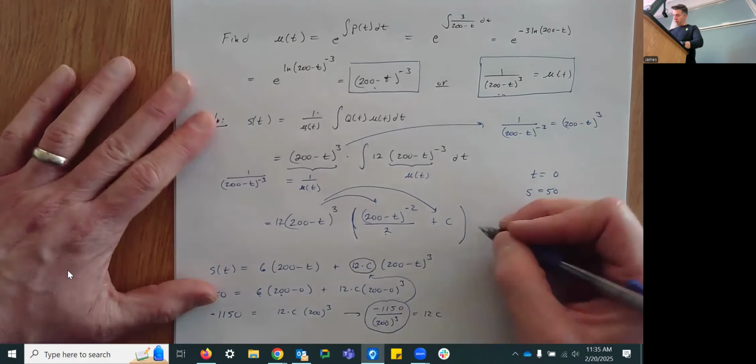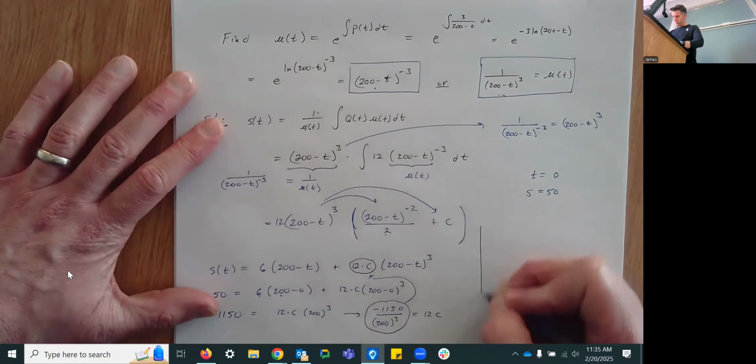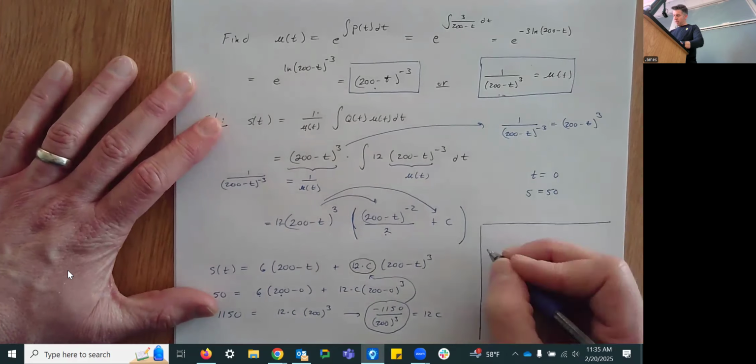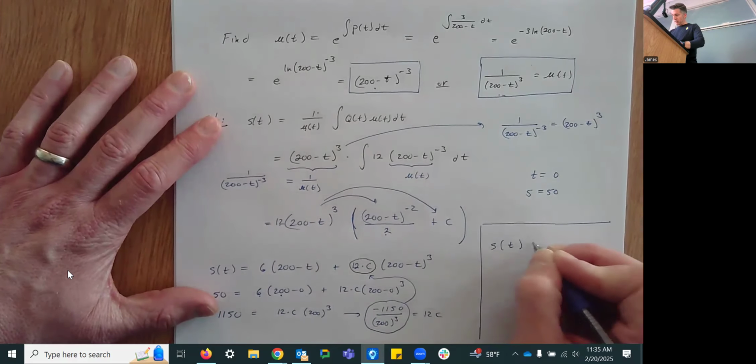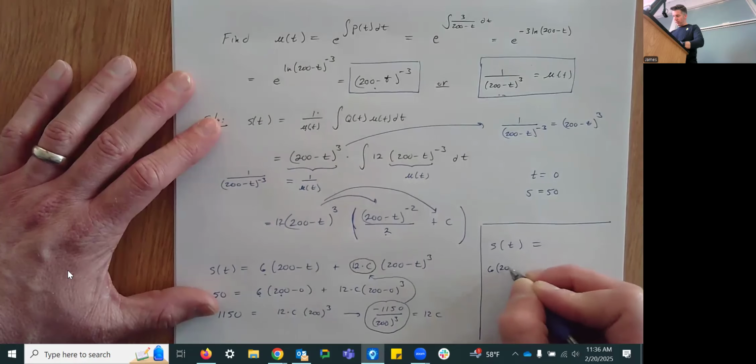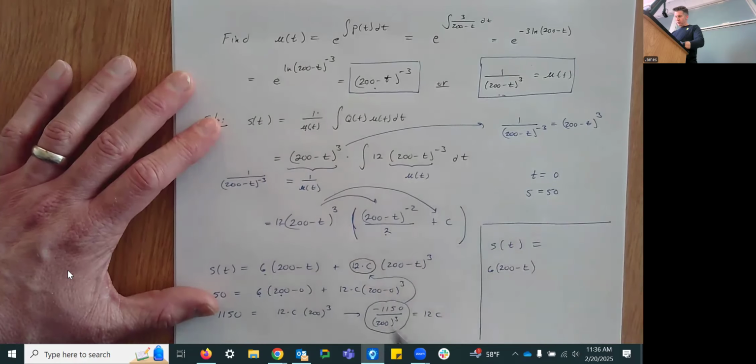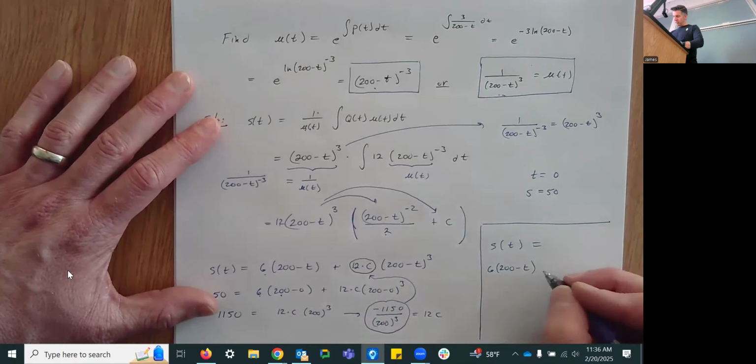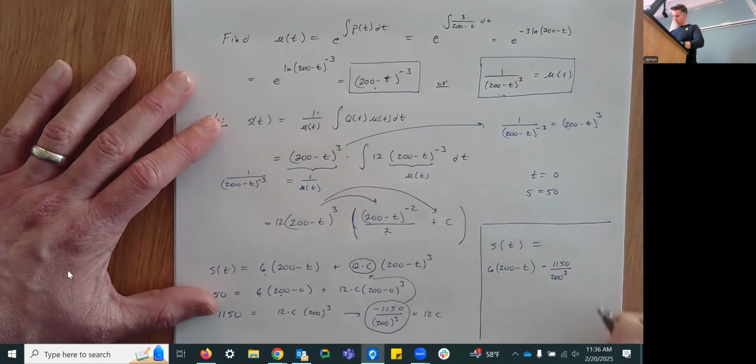So my solution is that S of t is equal to 6 times (200 minus t), and I don't think there's any good reason to multiply that out, plus this number. So let's write it as minus 1150 over 200 cubed times (200 minus t) cubed.